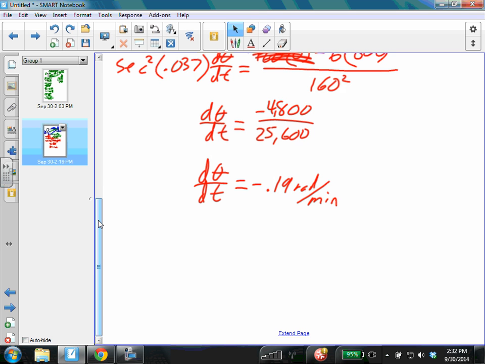Okay, and that makes sense, right? Because if the airplane's going out, when it passes directly over your head, you have to look way straight up in the air in order to keep up with it, right? But the farther it goes out, the angle that you have to look at begins to flatten out, right? So the angle is coming down, which is why we have a negative number right here, okay? It's negative 0.19 radians per minute.